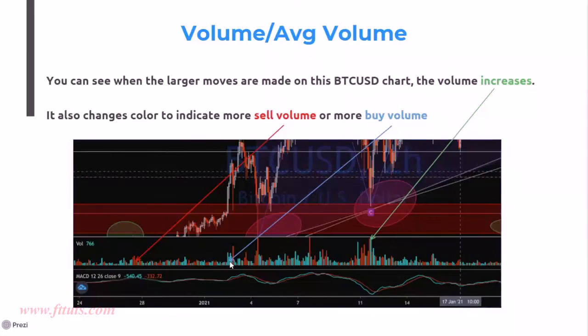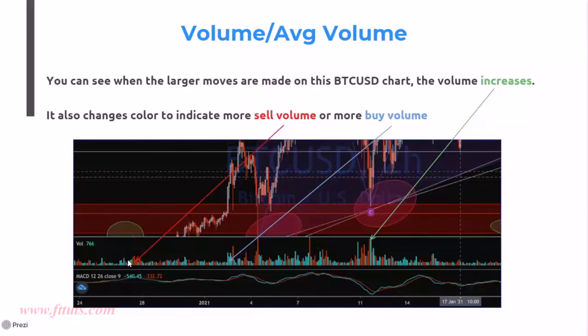We can see right here, we have major buy volume signaled by the blue candles showing us buy volume. And then if you look to the corresponding price action, we actually had a major increase in price action right where this volume increased. So that can kind of show you more buying pressure causes an increase in price.